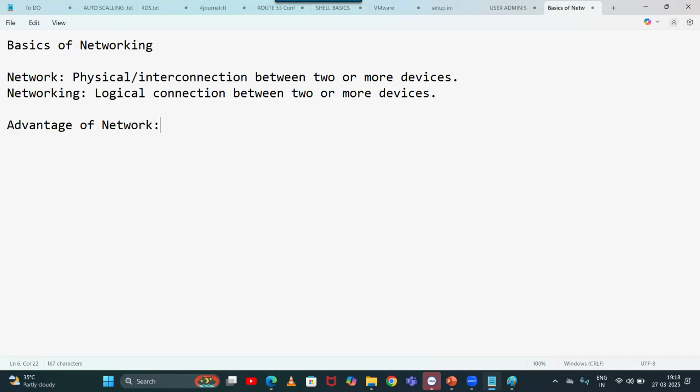So can you tell me what is the advantage of connecting multiple devices together? What is the advantage of network in our organizations? Why they are connecting all the devices in a network? What is the advantage of that? Communication purpose. Individually also we can communicate. Why network? Resource sharing. Exactly. Sharing resources. Advantage of network is sharing resources.